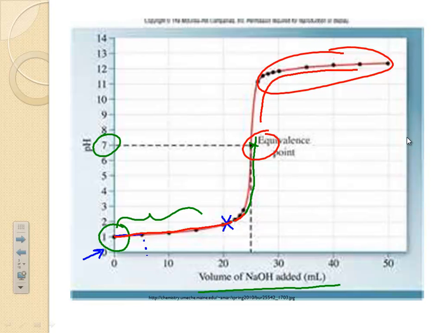Okay. And like we said, our clues that this was a strong acid have to do with the fact that we had an initially slow change in pH. We had a very low pH to start with, and we have an equivalence point at 7.